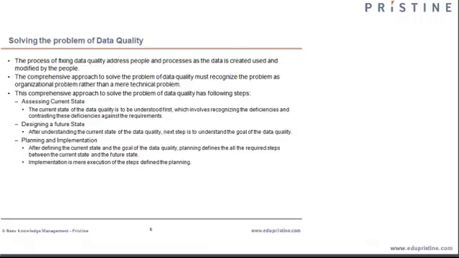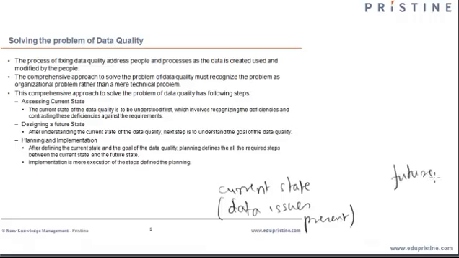We must first try to assess the present state where we are sitting, that is the current state. There might be a lot of data issues present. Next, we must design the future state, that is the state where we wish to be, or the desired state. Then we must design strategies so that we can move from the current state to the future state.